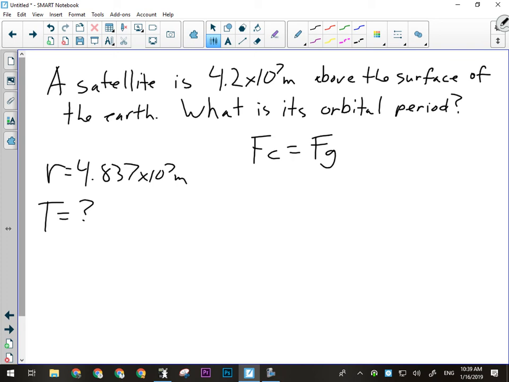So I have to use the substitution method where I will have m 4 pi squared times r over T squared equals big G times the mass of the Earth times the mass of the satellite over r squared. Okay, so I'm trying to solve for the orbital period.